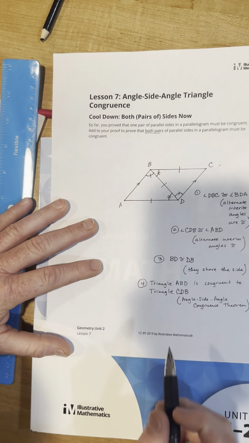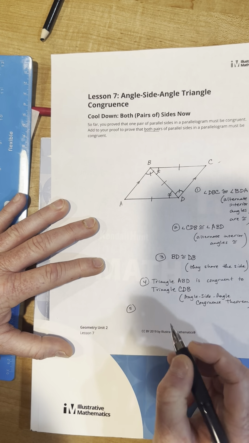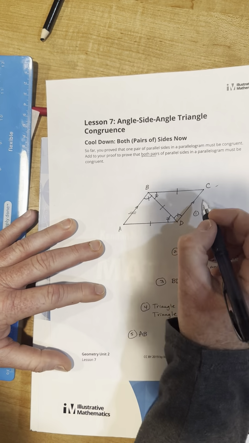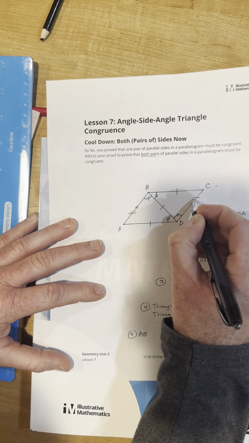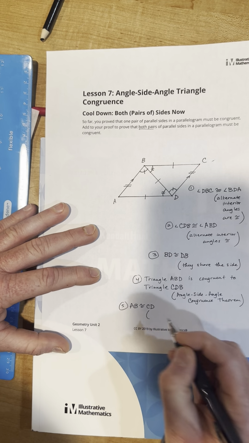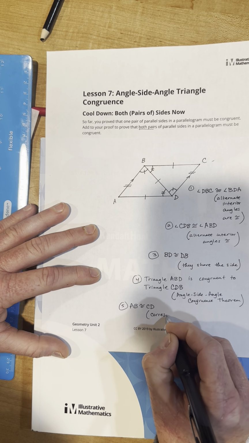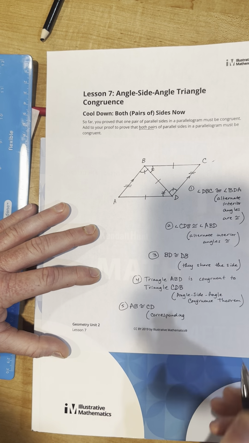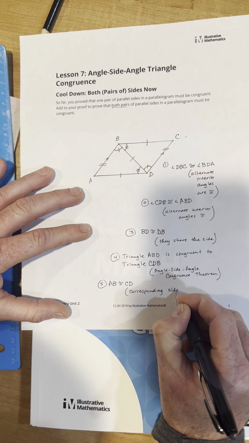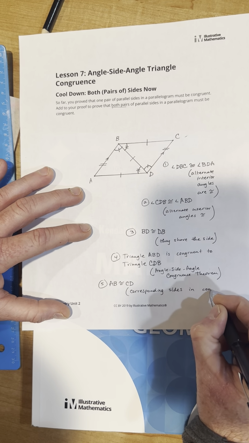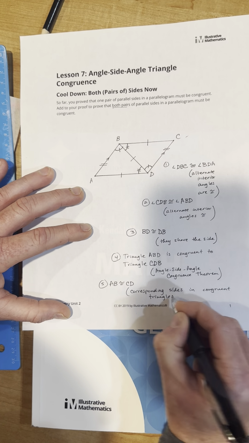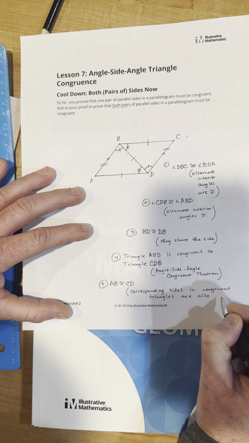So therefore, AB, this side here, is congruent to CD. And why is that? Well, corresponding sides in congruent triangles are also congruent.